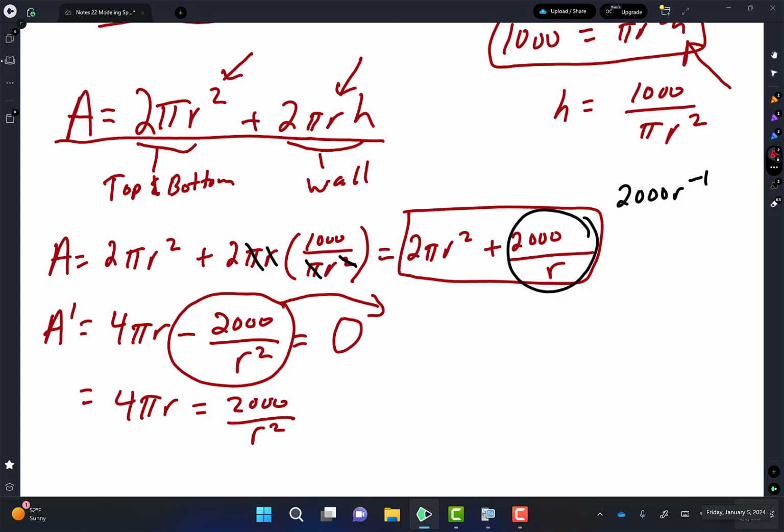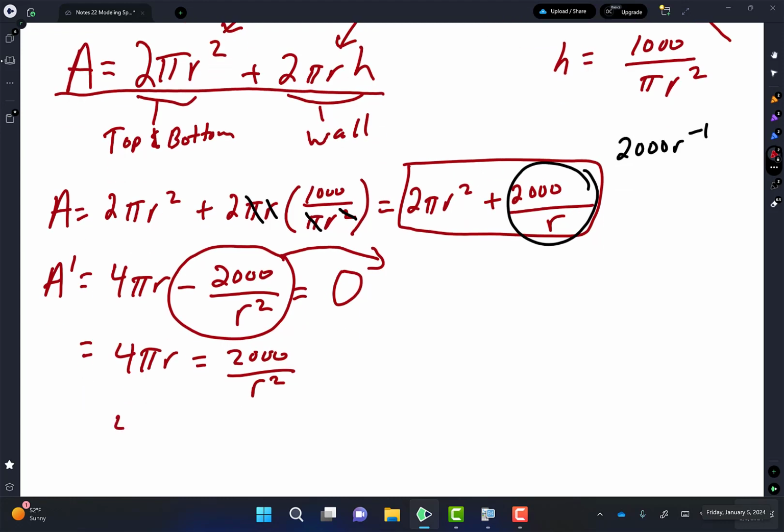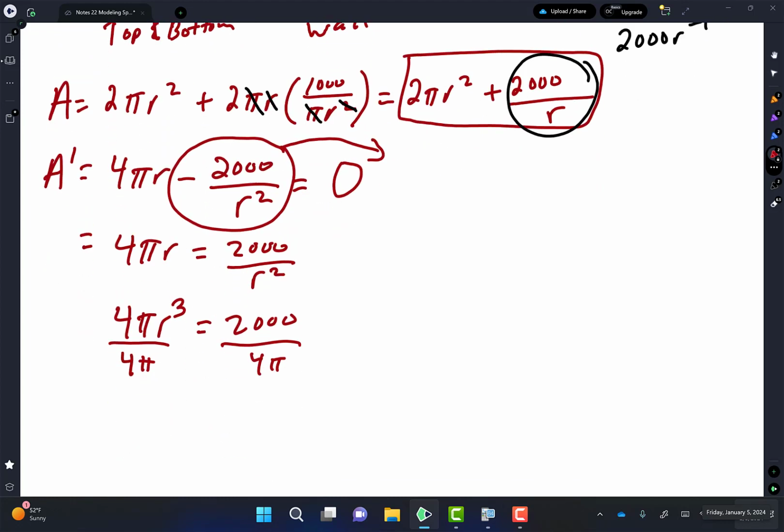Are we still okay? Times r squared both sides. So we're gonna have 4 pi r cubed equals 2000. We're going to divide both sides by, I guess you can divide both sides by 4 pi. 4 pi, 4 pi. Let's see if we can do this mentally. 4 goes into 2000 5 times, so 500. 500 over pi. And the last thing I got to do is take a cube root.